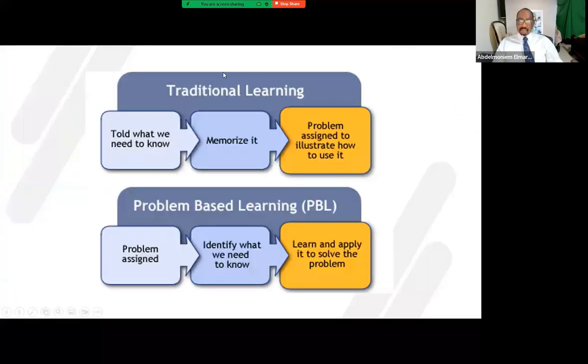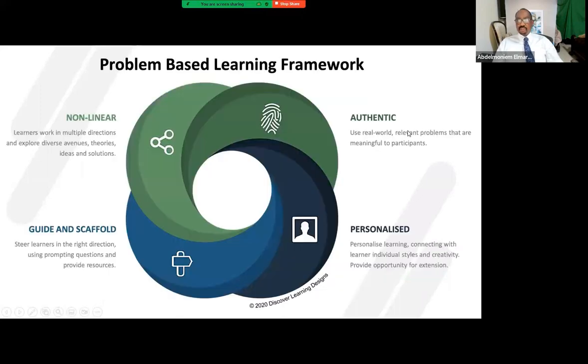Now, traditionally, we tell the students what they need to know. They memorize it, then we give them a problem to solve based on what they learned. So the problem is assigned to illustrate how they use this learning. So, this is just a checkpoint, a checkpoint to ensure. But in problem-based learning, you start with a problem. The problem is assigned. And then the learners will identify what they need to know. Then they learn and apply it to solve the problem. So this is the difference between the traditional approach and the problem-based learning approach or strategy.